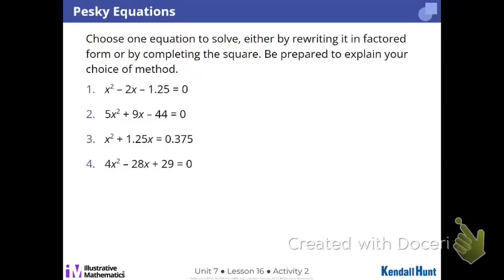Here's what we're going to do. You're going to pick, just you. Everybody can pick a different one if they want. You're going to pick one of these to do, and you can use any tool in your tool belt to do it.